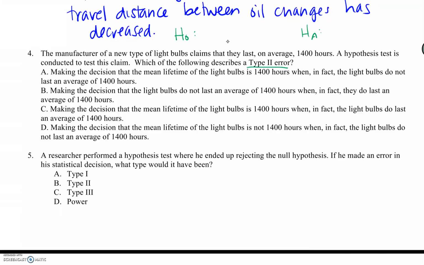So reading here, it says the manufacturer of a new type of light bulbs claims that they last on average 1,400 hours. So here's the claim, that the average is 1,400 hours, right? A hypothesis test is conducted to test this claim. Nothing about saying we think it's less, we think it's more, it's just testing it. So we want to show that it's not equal to 1,400 hours.